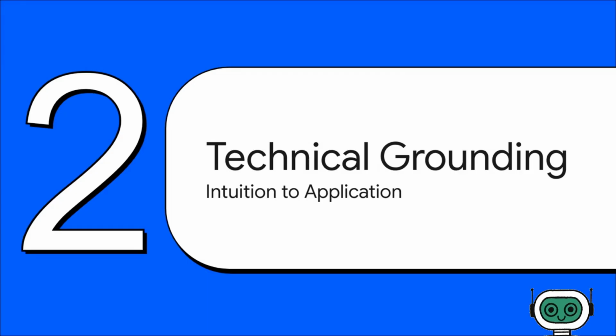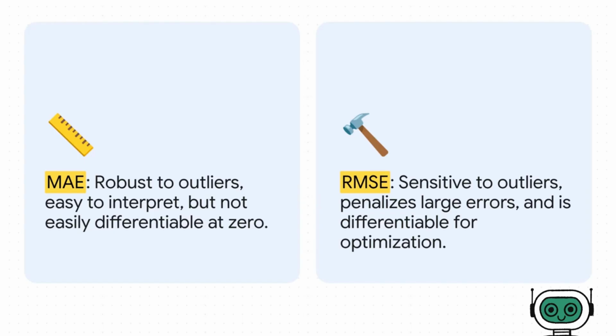Okay, so we have our two main tools. Now let's get a little more technical and figure out when and why you'd use each one. This is where the trade-offs become really clear. MAE is fantastic because it's robust to outliers and super easy to explain. But mathematically, it has a sharp point at 0, which can be tricky for optimization algorithms. RMSE, on the other hand, gives you a smooth curve that's perfect for training models using things like gradient descent. So one isn't just better, they're suited for different jobs.